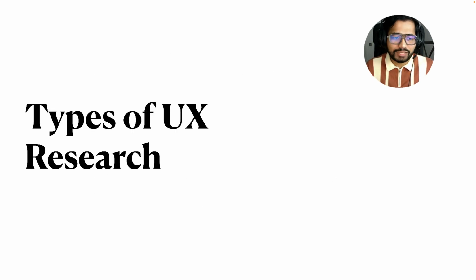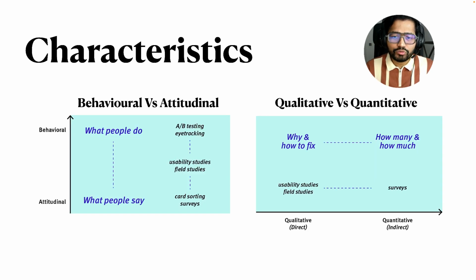So what are the types of UX research? Before we try to find out the types, there are characteristics of this research. One is behavioral and attitudinal, and another one is qualitative and quantitative. Behavioral and attitudinal is what people do and what people say. For example, I'm saying that I would like to go to the Amazon website and buy a phone. But what I am actually doing is going to the Amazon website and buying a phone, and not only that, I also buy a phone case along with it. So those are the two kinds of characteristics that I have.